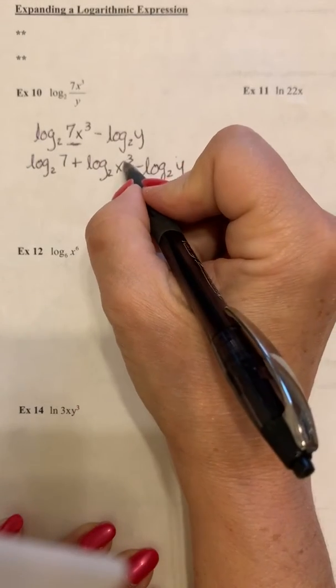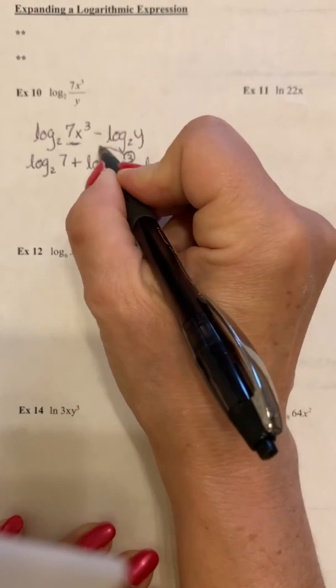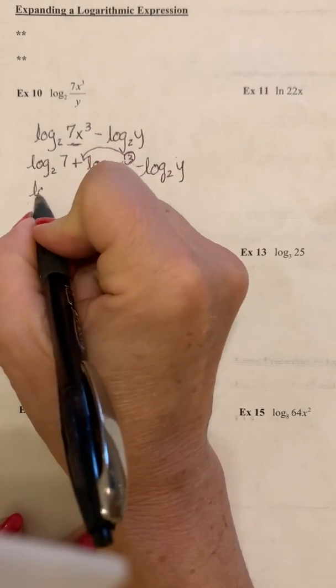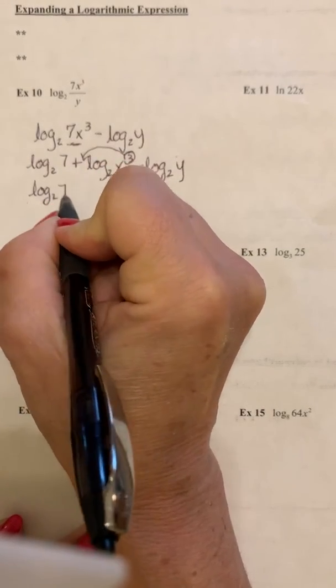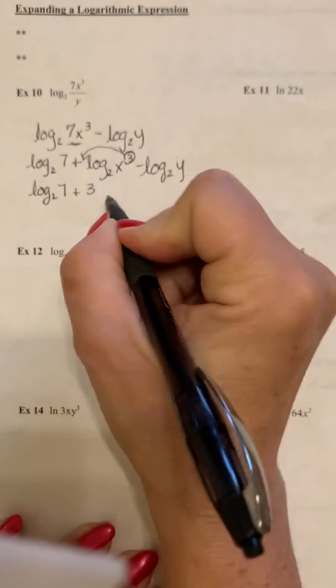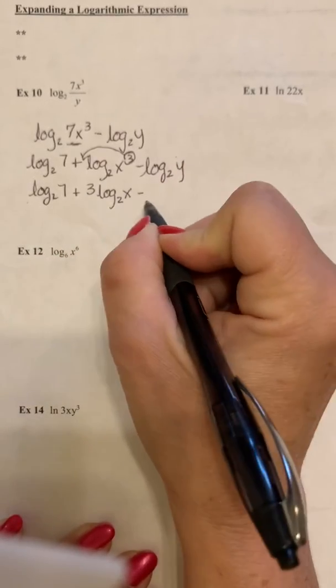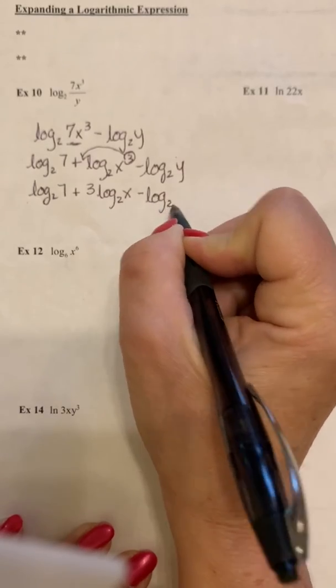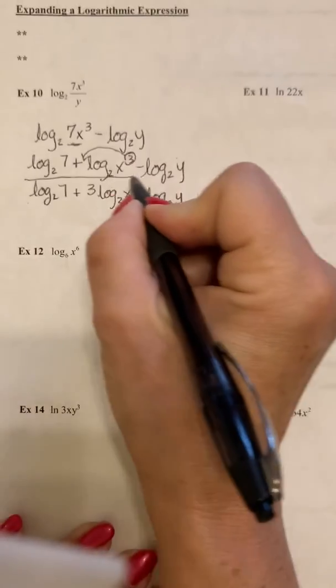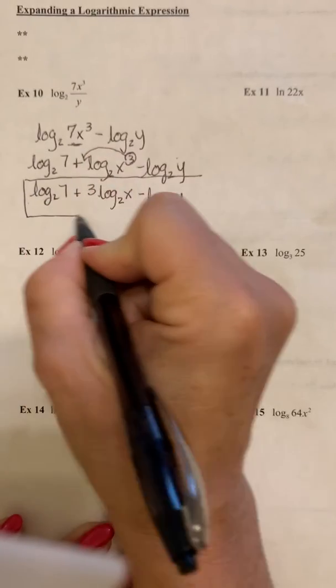Now, if you remember from before, that 3 comes down in front. The exponent comes down in front. It means we have 3 of those factors. So we have log base 2 of 7 plus 3 log base 2 of x minus log base 2 of y. And that is our final answer.